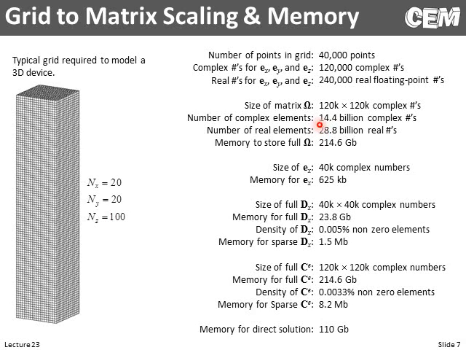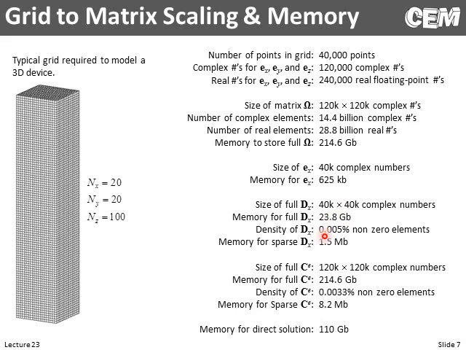If we stored this as a full matrix, that would be about 215 gigabytes. That's a lot. If we look at just one field component, that's 40,000 complex numbers. But since we're storing this in a column vector and not a big matrix, it's only 625 kilobytes. So in fact, storing the fields is not the problem. It's the matrices that are manipulating those fields. That's the problem. If we look at one of our derivative operators for this grid, that's 40,000 by 40,000 complex numbers. If we stored it as a full matrix, it's 24 gigabytes.